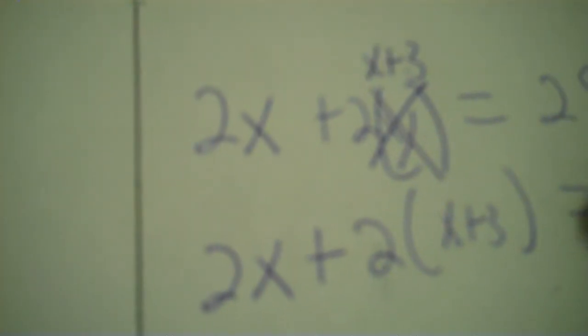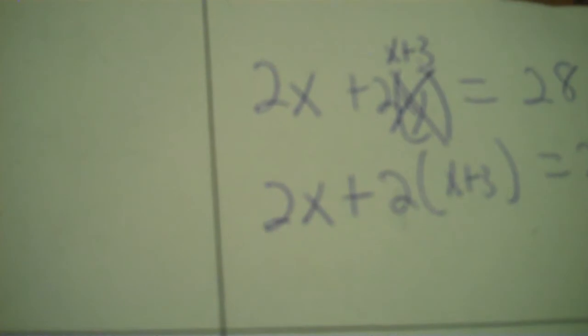Remember, whatever the base is, the parentheses goes to that. And then in for the base, we substitute x plus 3. So you got 2, you got x, you got plus, you got 2. Now you have your parentheses, x plus 3, close it. And after it's closed, we have equals 28. Now we're going to solve for x first. Sometimes you solve for x, sometimes you solve for y. It all depends on how it lines up.